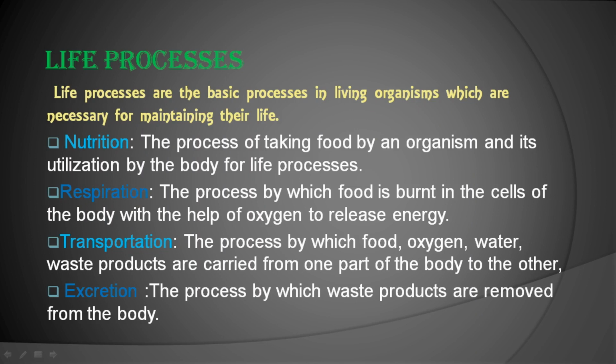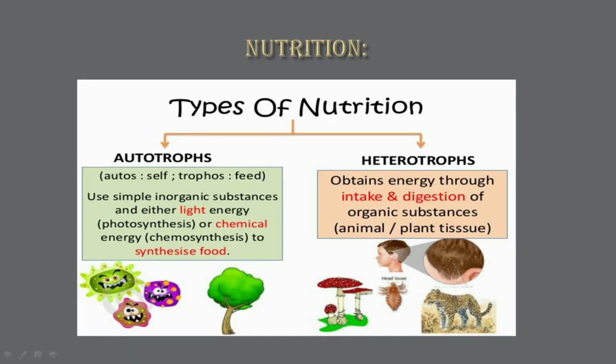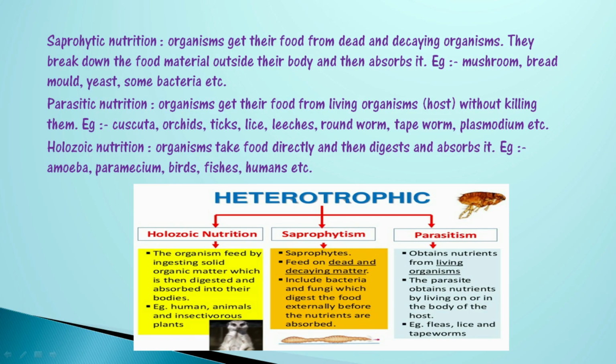They are nutrition, respiration, transportation, and excretion. The two types of nutrition are autotrophs and heterotrophs. Autotrophs are the organisms which prepare their own food, and heterotrophs are the organisms which depend on other organisms for getting their food. Heterotrophs are further classified as saprophytic nutrition, parasitic, and holozoic.